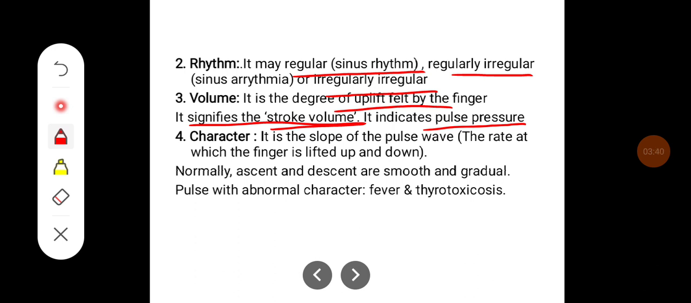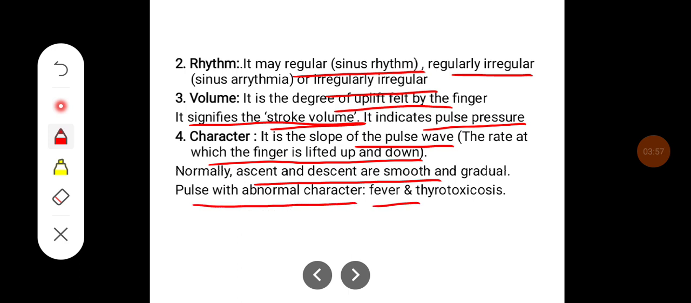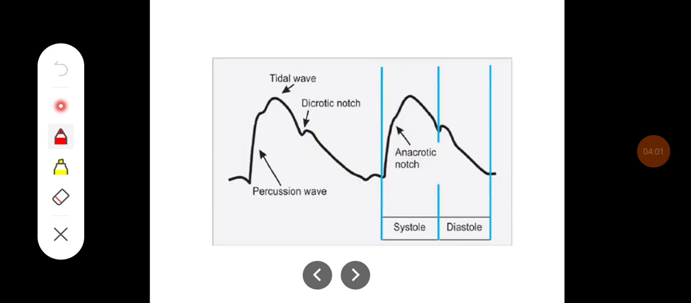Then the character of the pulse is the slope of the pulse wave, the rate at which the finger is lifted up and down. Normally the ascent and descent are smooth and gradual in a normal pulse. A pulse with abnormal character is seen in fever and thyrotoxicosis. Okay, so this is how the pulse is felt.